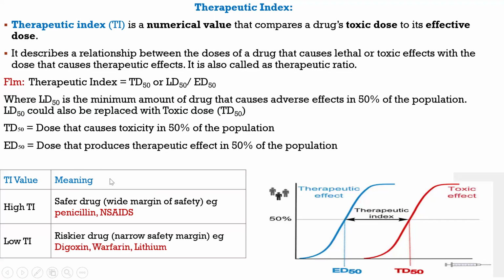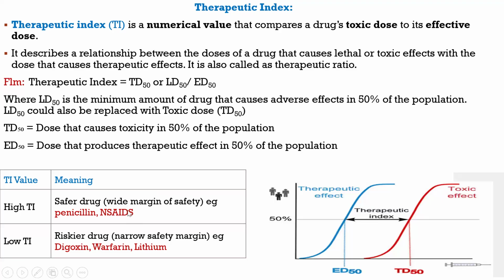Okay, this is just an example of what I was trying to explain: when we have a high therapeutic index, it means that the drug is a safer drug that has a wider margin of safety. Examples are penicillin and NSAIDs. But when a drug has a low therapeutic index, it means that it has a narrow safety margin, or is a kind of riskier drug. We have some examples of these drugs.